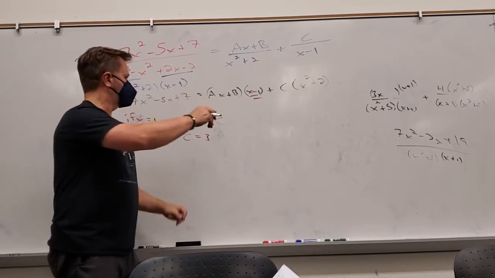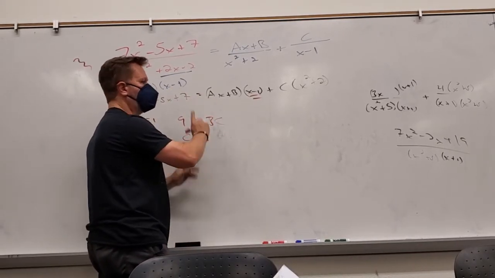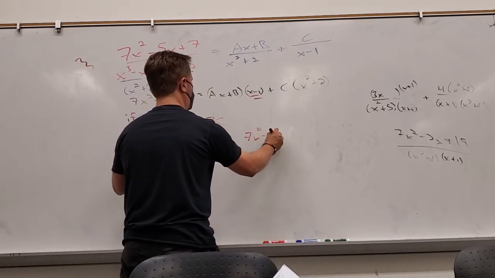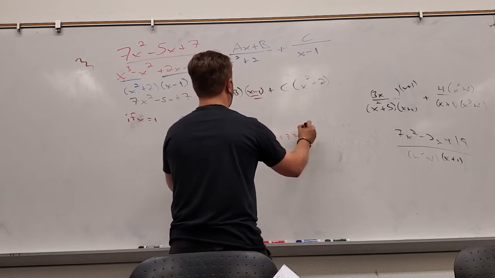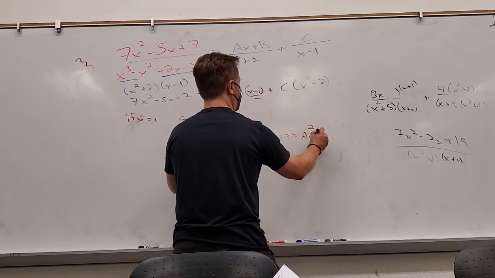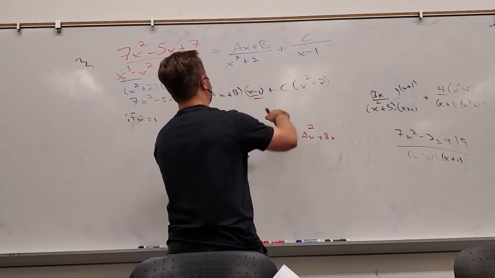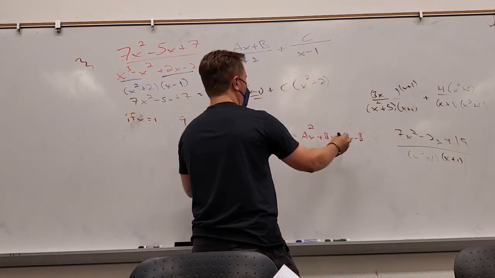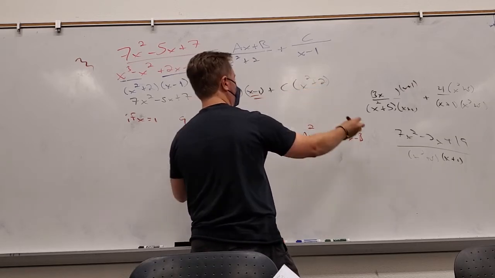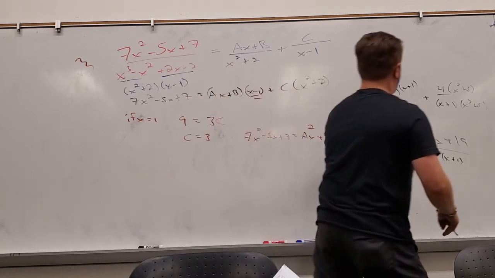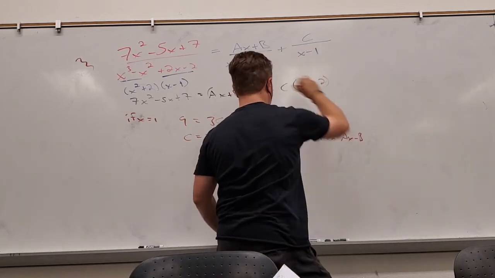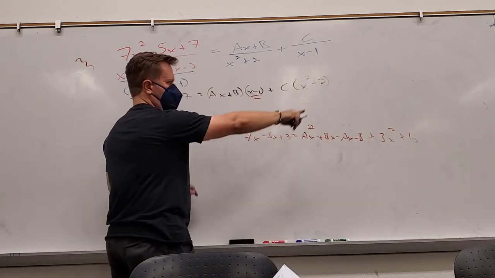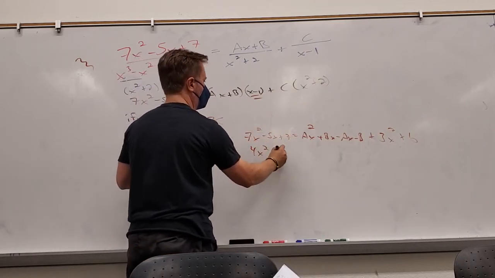So what we might as well do is, this is actually now more information. Watch what happens. 7x squared minus 5x plus 7 equals, I don't know, I'm just going to multiply this out. Minus ax plus minus b. And then I'm going to get plus 3x squared plus 6, right? Using c is 3. I know c is 3, so I can just move that over here. Subtract 3x squared. Subtract 6.